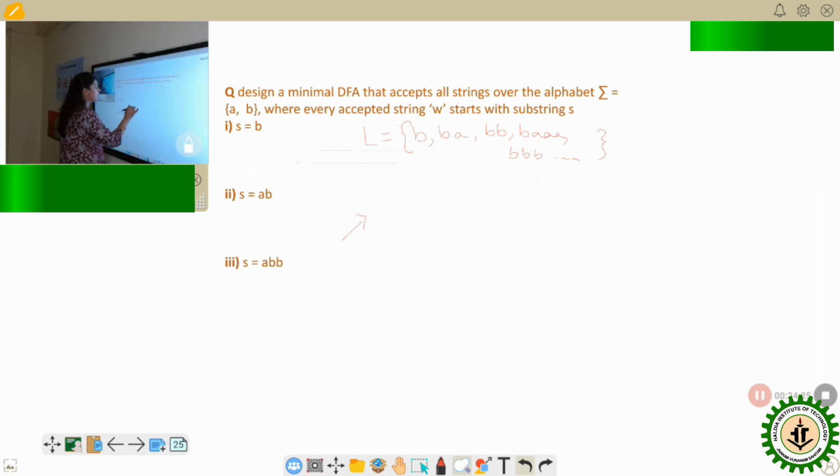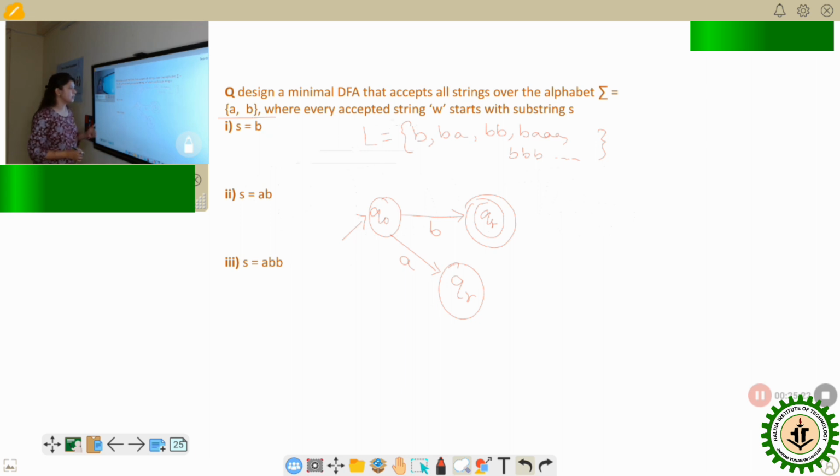Now we have to think about only the minimum language. So at Q0, if we apply B on the initial state, it will reach the final state. Now think about it: have we applied every input symbol on the initial state? No, we haven't. Now we are going to apply A. If we apply A on Q0, that means the string is going to start with A, but here every accepted string W starts with B. So if the string starts with A, it will go to the reject state.